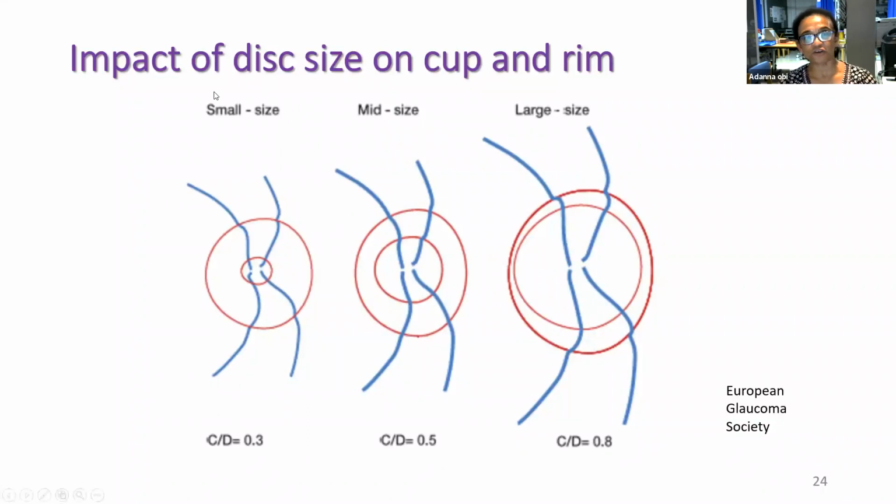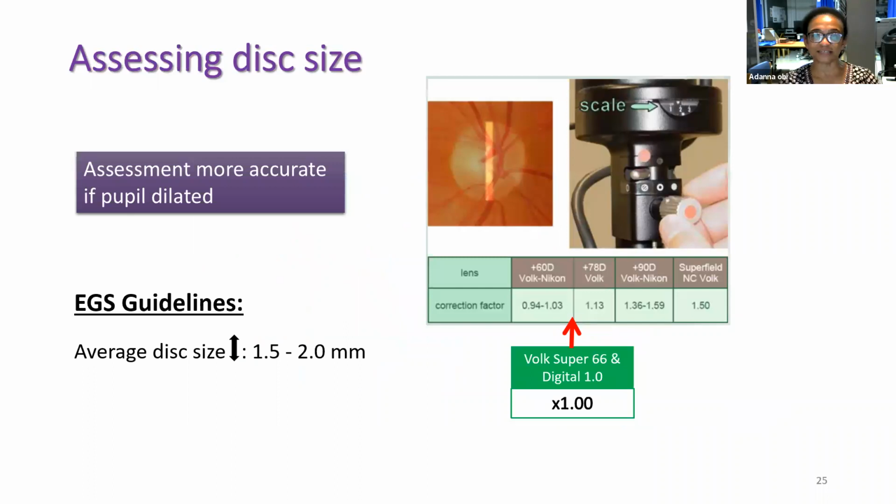And this is why. All three of these eyes have the same rim area, so the same amount of retinal nerve fiber axons. But because this disc is small, the cup will look 0.3. Here the cup is 0.5 because they've got a moderately sized disc, and here you've got a very large disc and the cup disc ratio will be 0.8. Now most people refer that and think this is fine, but if you've got a really small disc, that might be glaucomatous, so they may have lost nerve fibers already. So you're going to measure. That's something that's worth trying.